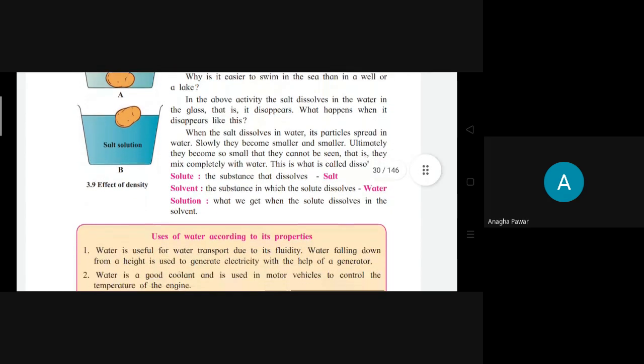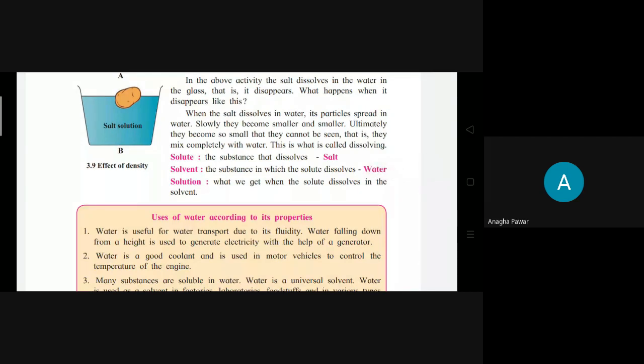When the salt dissolves in water, what happens? Its particles spread in the water slowly. They become smaller and smaller, and ultimately they become so small that they cannot be seen. That is, they mix completely with water.